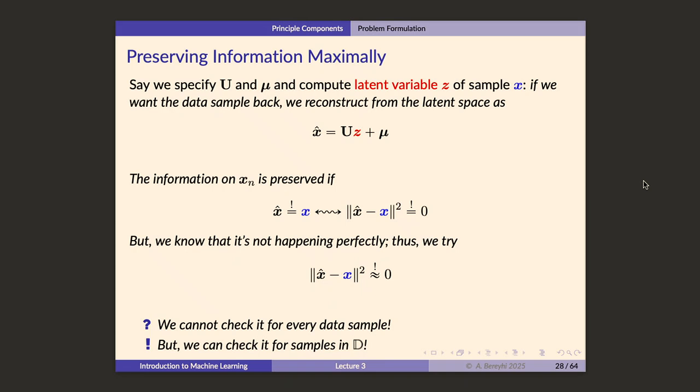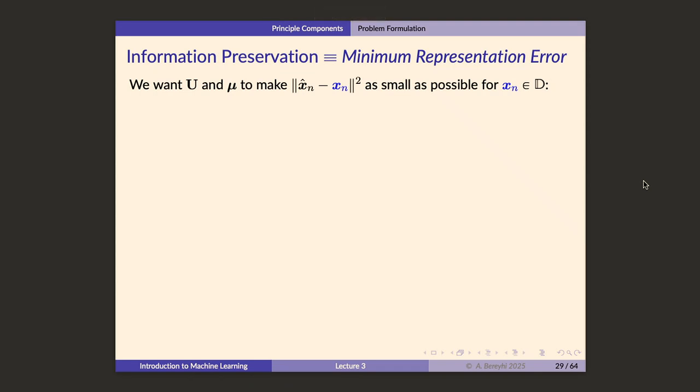So the good approach is that, again, like what we did in the clustering and also in the distribution learning, we just look for the data that we have in the data set. So we take those samples and try to make this approximation as close as possible to 0 distance from the true sample for all of them. What does it mean?